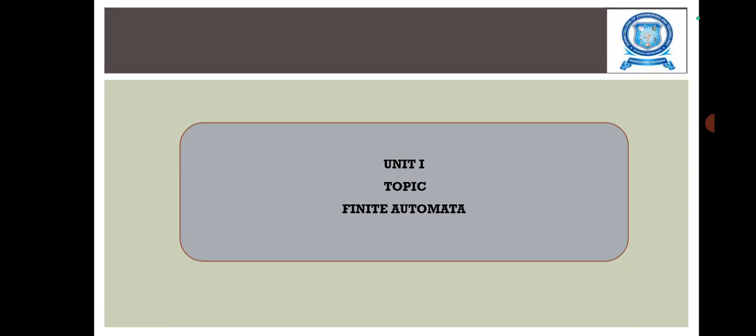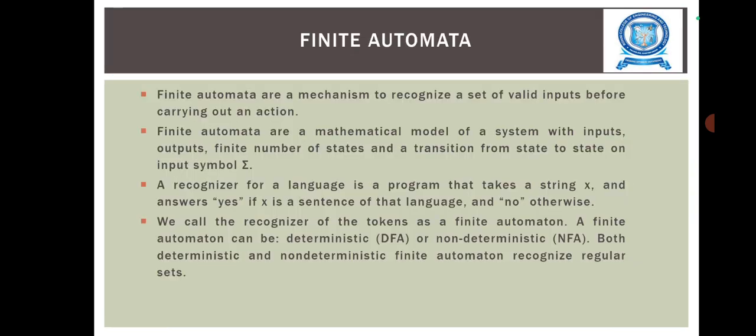Unit 1, Topic: Finite Automata. Finite automata are the mechanism to recognize a set of valid inputs before carrying out an action. Finite automata are a mathematical model of a system with inputs, outputs, a finite number of states, and a transition from state to state on input symbol sigma.